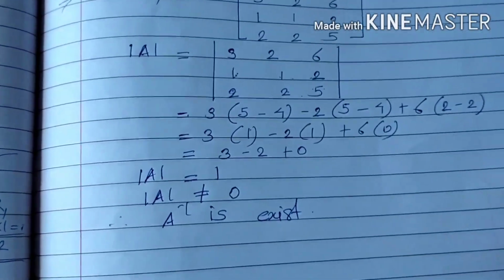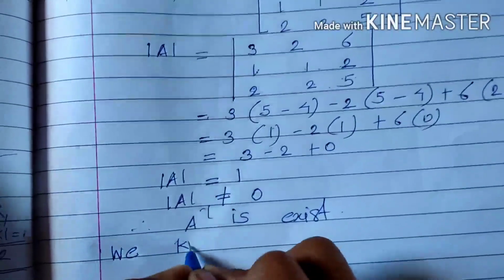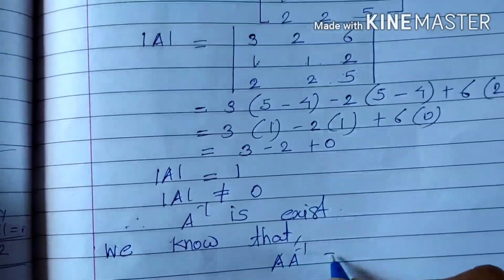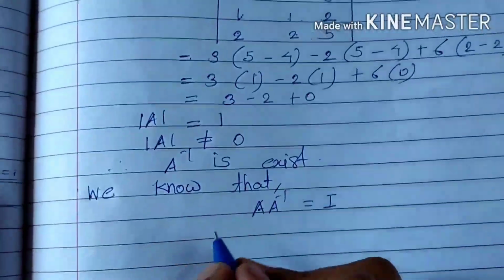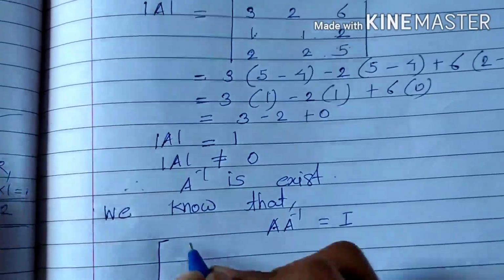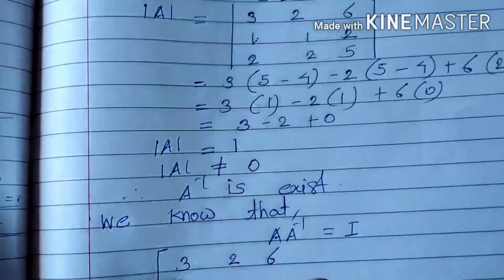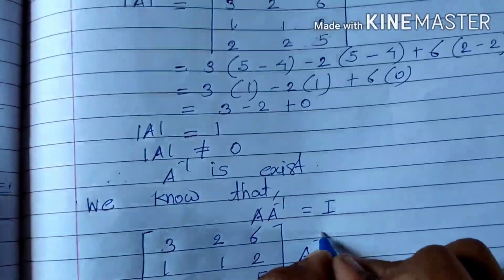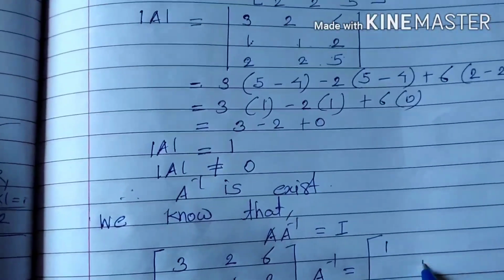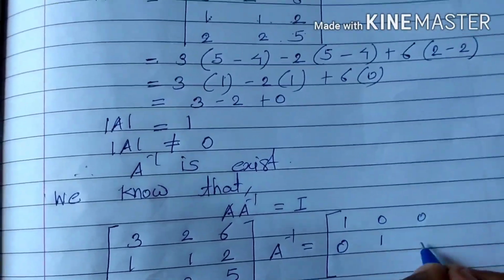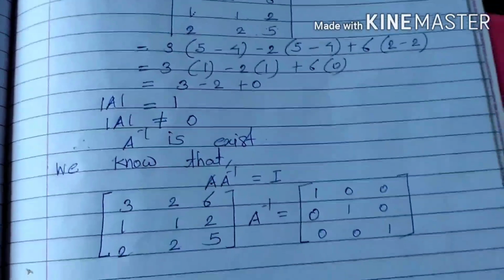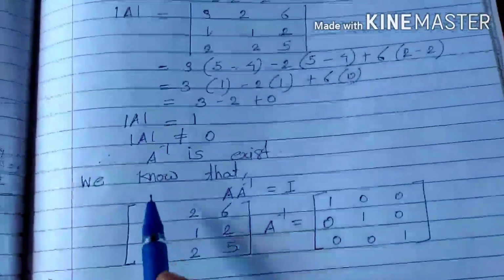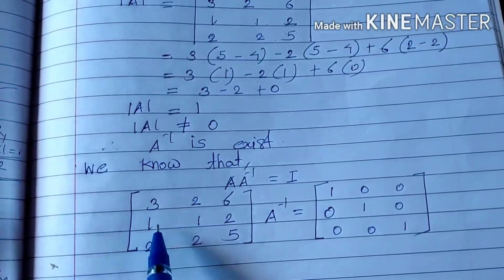Now by formula we know that A into A inverse is equal to identity matrix. So write here value of matrix A: 3, 2, 6, 1, 1, 2, 2, 2, 5, A inverse is equal to 1 1 1. This is identity matrix. Next, you have to make this A into identity matrix. For identity matrix, there we want 1 0 0.